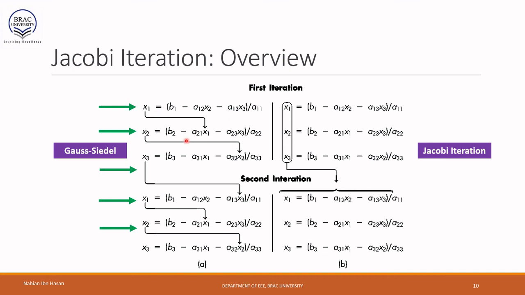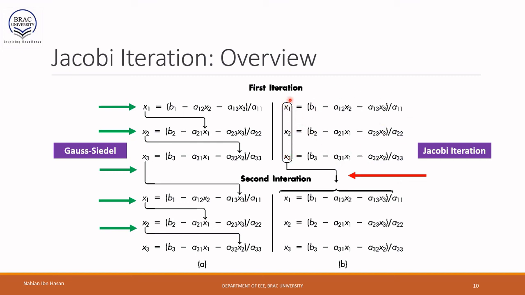Okay, but let's see what happens in the Jacobi method on the right hand side. In the right hand side, let's say in the first iteration we are using the same formulas. The formulas are the same, but whenever we are calculating the x2, we are no longer using this most current x1 term. We are no longer using this. Rather, we are using the initial approximations.